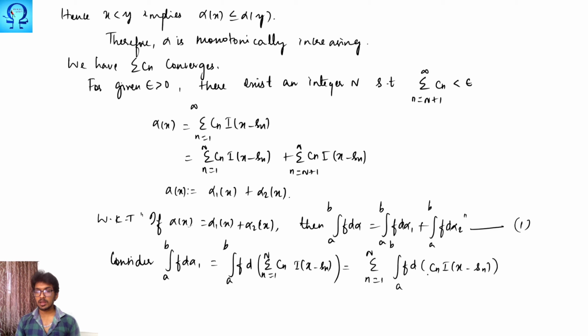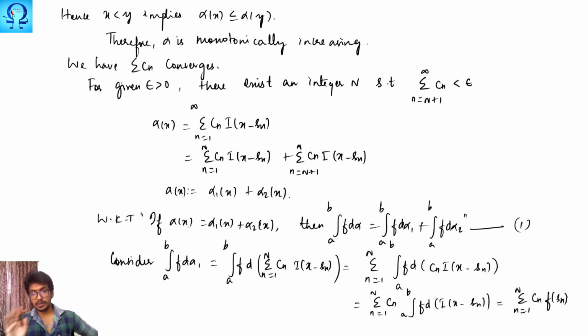And again using the properties of an integral, we can take Cn outside. So we would have the integral a to b f d of I of x minus Sn. Using the previous theorem, this is nothing but simply the value of the function f evaluated at the point Sn. So this would give us the summation n runs from 1 to N of Cn f of Sn. So for alpha 1 of x, we have calculated the integral value.